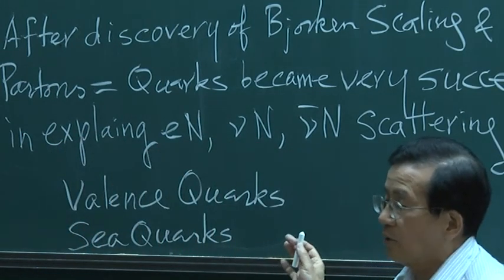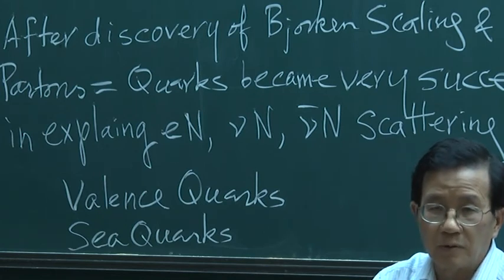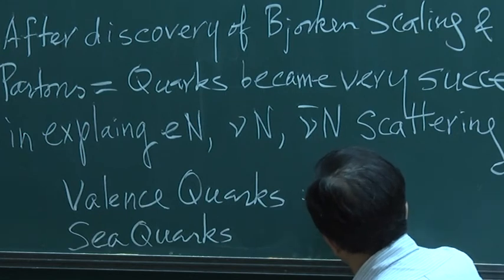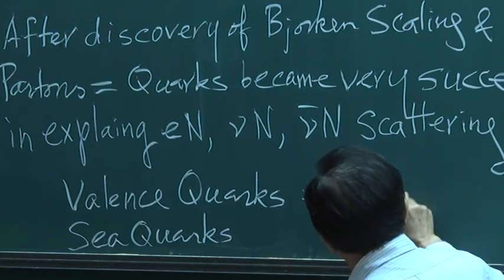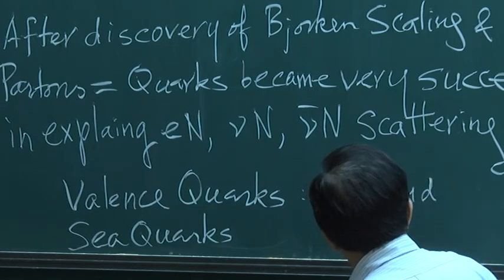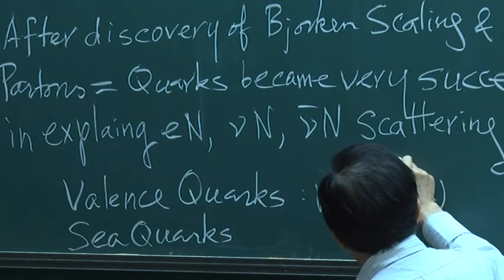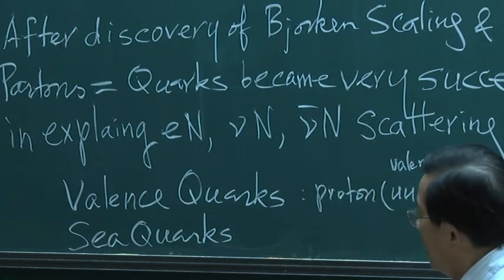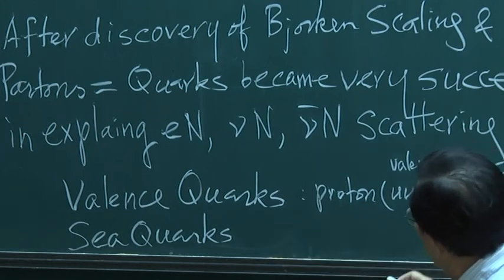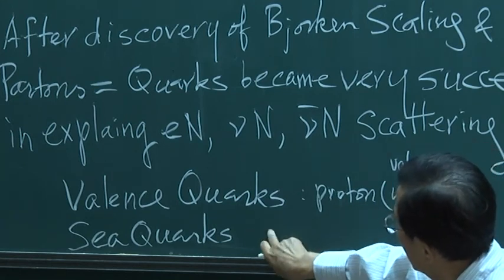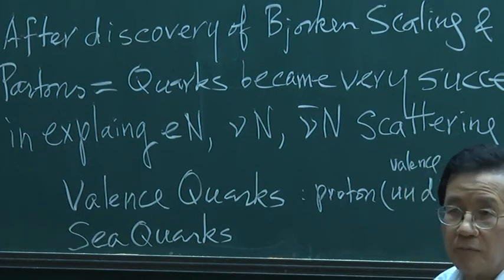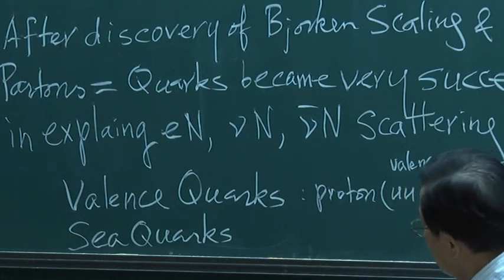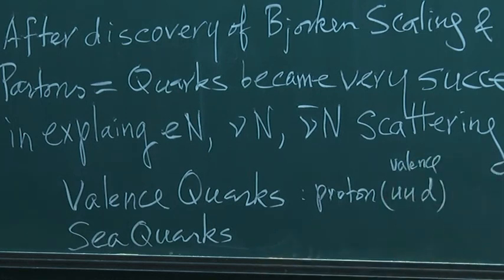The valence quarks are the quarks which carry the quantum number of the particular hadron. For example, for protons, there will be two U quarks and one D quark. So this will be the valence quark. And then the other quark pairs, which are called sea quarks. And of course, this terminology was borrowed from chemistry, from atoms. You have valence electrons, and then the other things, okay?